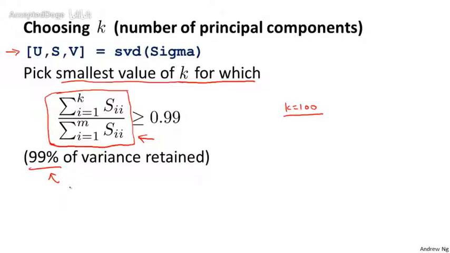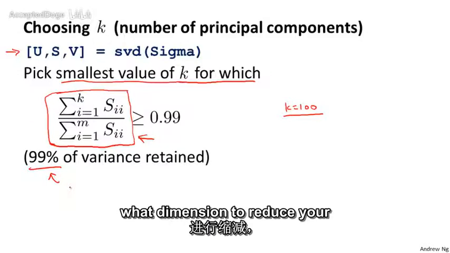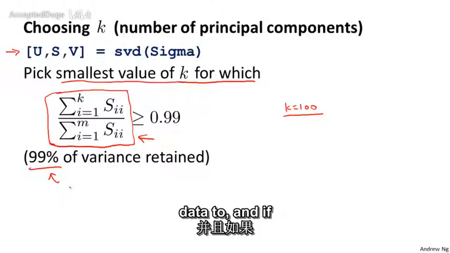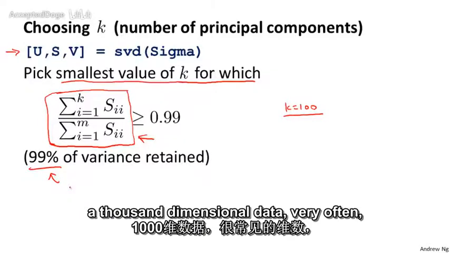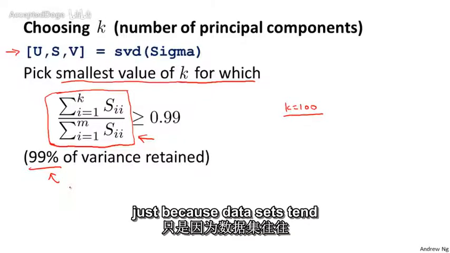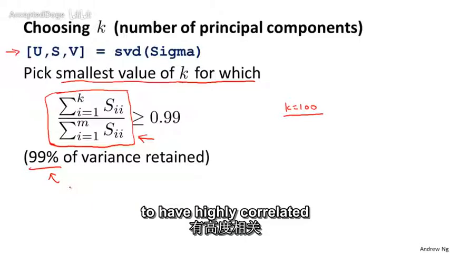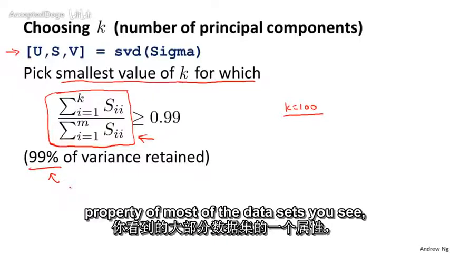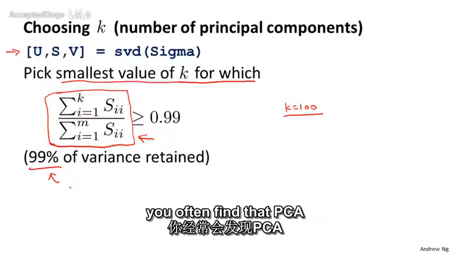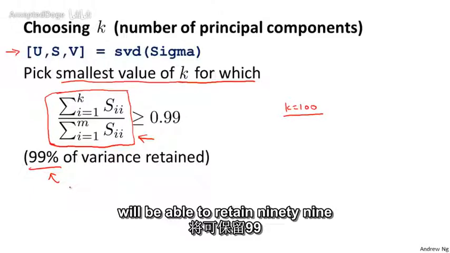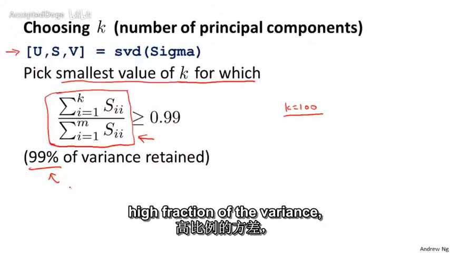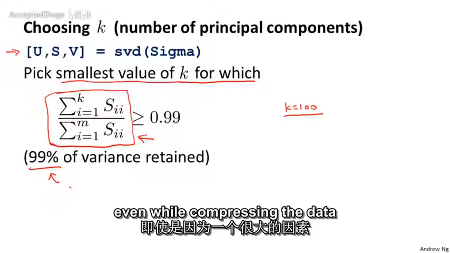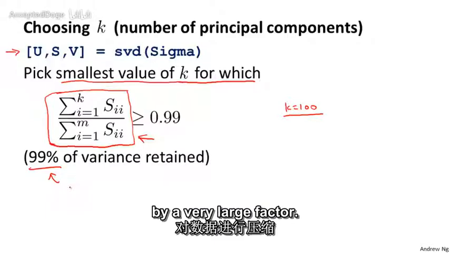So hopefully that gives you an efficient procedure for choosing the number k, for choosing what dimension to reduce your data to. If you apply PCA to very high dimensional data sets, like 1,000 dimensional data, very often, just because data sets tend to have highly correlated features, which is a property of most of the data sets you see, you often find that PCA will be able to retain 95 or 99%, some high fraction of the variance, even while compressing the data by a very large factor.